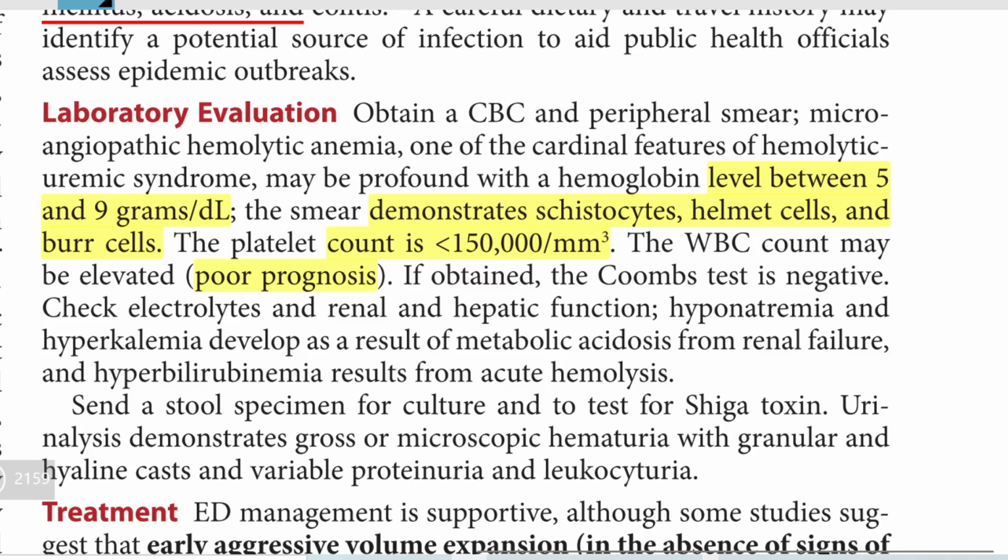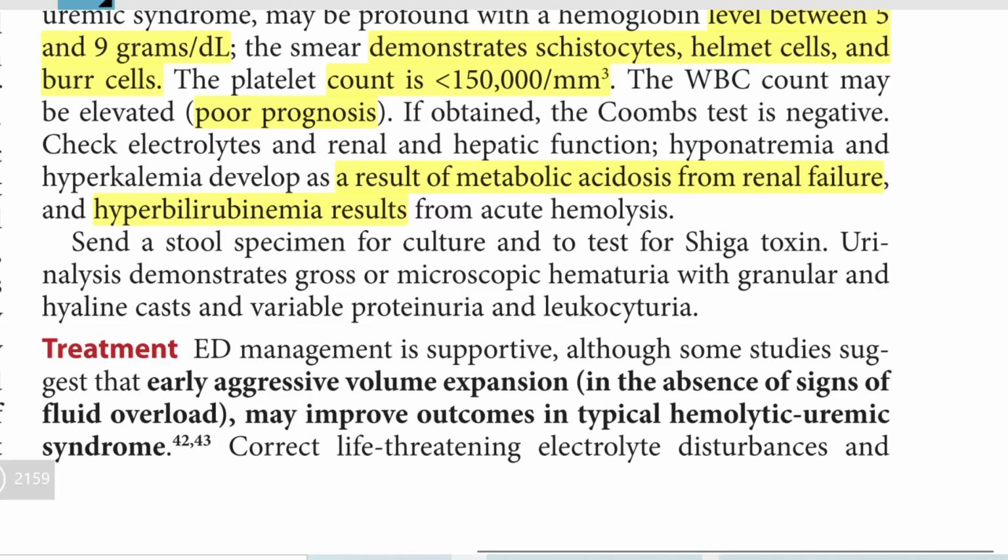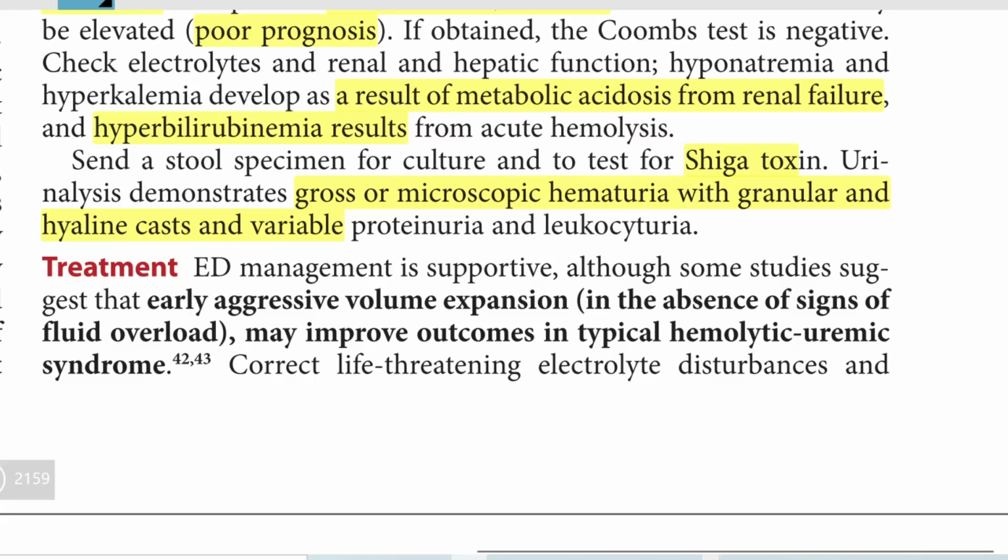And we must check electrolytes and the renal and hepatic function. Hyponatremia and hyperkalemia develop as a result of metabolic acidosis from renal failure. Hyperbilirubinemia results from acute hemolysis, so the patient might develop jaundice. We must send a stool specimen for culture and to test for Shiga toxin. Urinalysis demonstrates gross or microscopic hematuria with granular and hyaline casts and variable proteinuria and leukocyturia.